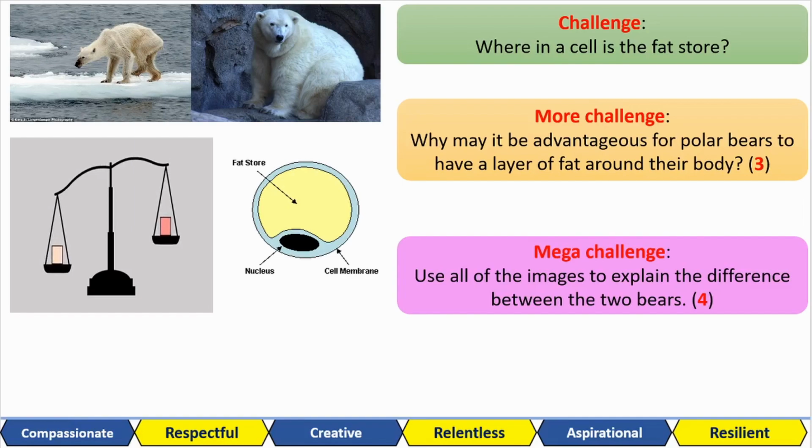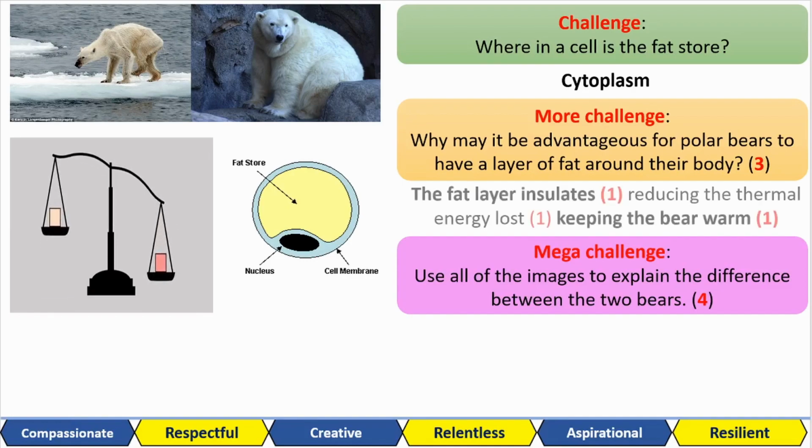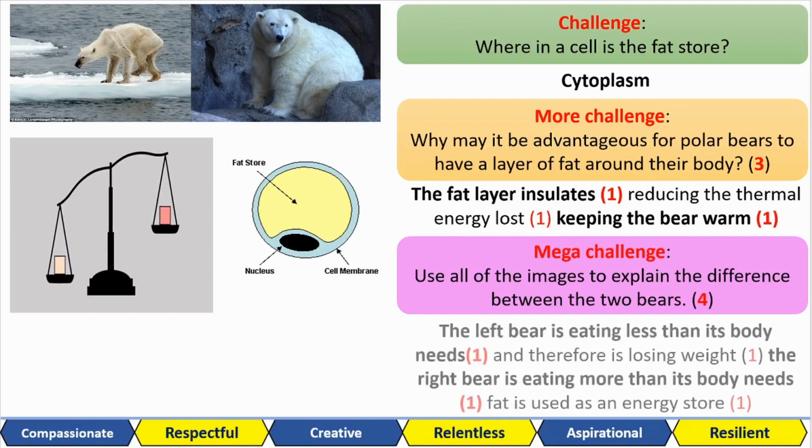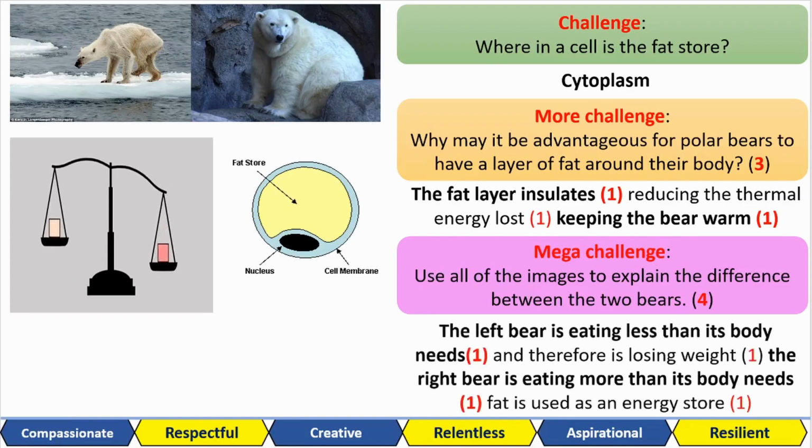In the bottom image, we see that the fat is stored in the cytoplasm, the jelly-like substance where chemical reactions happen. Polar bears live in cold environments, and so a layer of fat can act as an insulator that reduces the heat, the thermal energy that they're losing, which keeps them warm. Finally, using all the information here, we see that the left bear is skinny due to it not eating enough food, so it's not getting enough energy. This means that its body will break down its fat stores so that it can be used for energy. Remember, it's not only carbohydrates that are used for energy, fats are also used for energy as well.